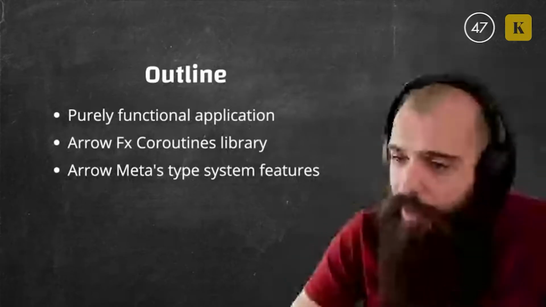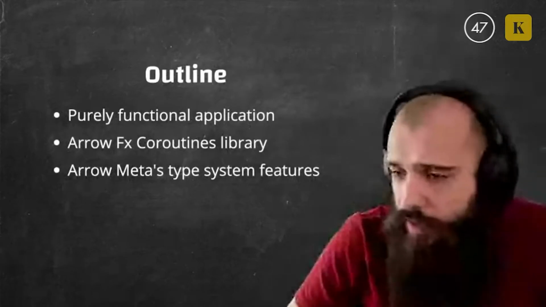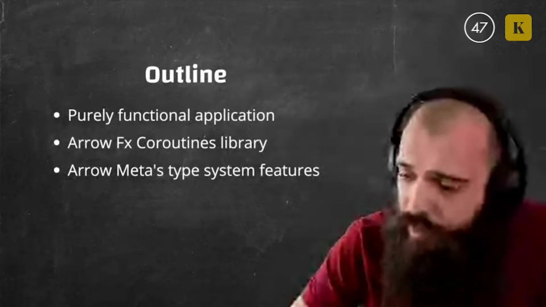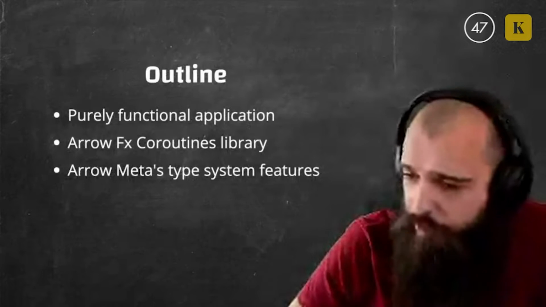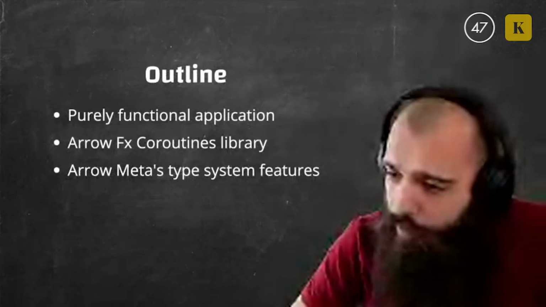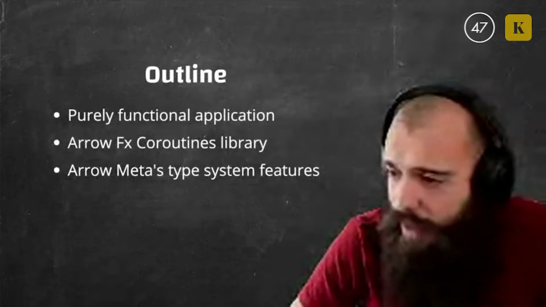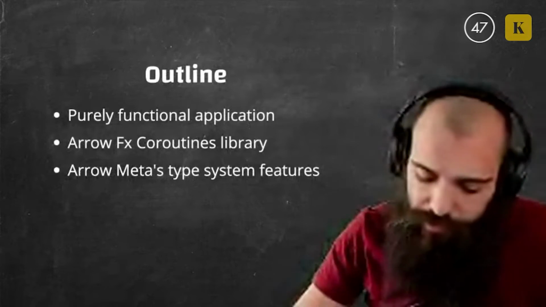Before we start, we're going to go through the outline of the talk. Today we're going to build a purely functional application, which is built with the new Arrow FX coroutines library that some of you might have seen come up in the Arrow repository yesterday. And we're also going to be using Arrow Meta's type system features in our functional application.